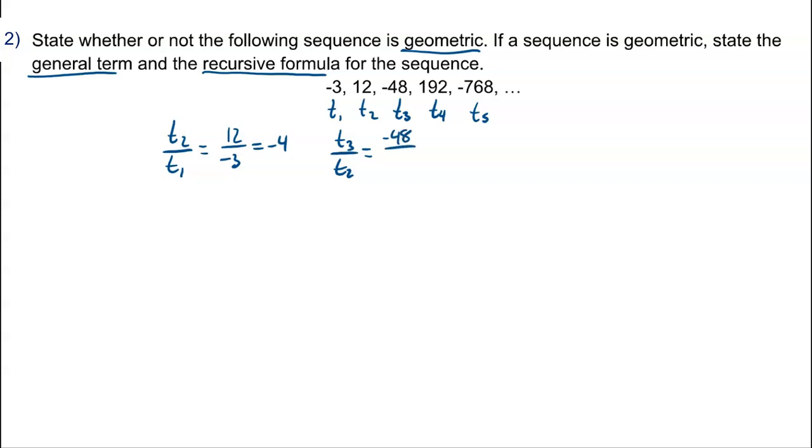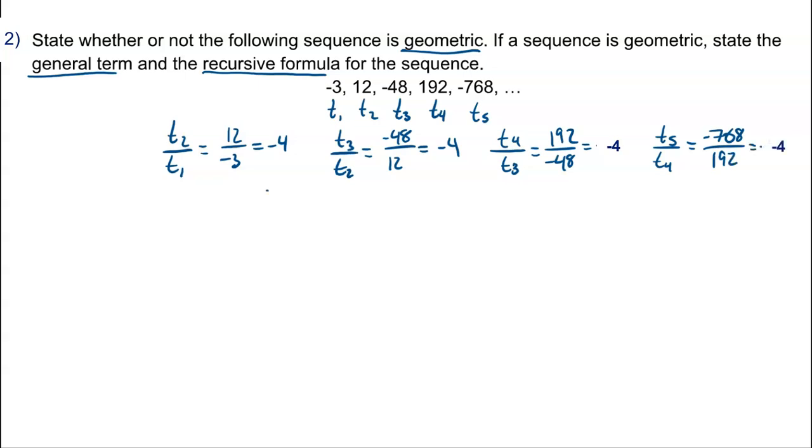So term 2 divided by term 1 was negative 4. Term 3 divided by term 2 is also negative 4. And then if we divide term 4 divided by term 3, that again is negative 4. And then the last one we check, term 5 divided by term 4, we have to take the negative 768 and divide it by 192. And I get, again, negative 4.